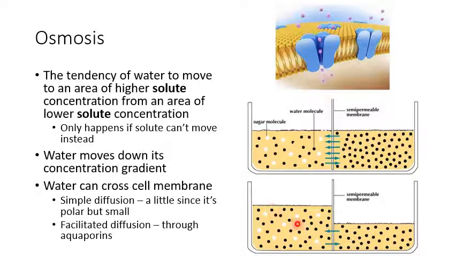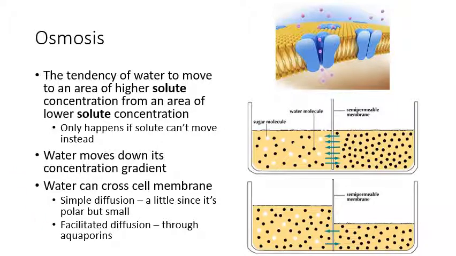And again, this is only going to occur if the solute molecules themselves can't move. If this membrane allowed the solute to cross, then you would just have sugar diffusing across the membrane from where you have more of it to where you have less of it until you had an equal concentration of sugar everywhere, and that would be the end of the diffusion. Since the sugar cannot cross this barrier, that means that water will move instead by osmosis. It will always move to the side where you have more solutes. So water always follows solutes.